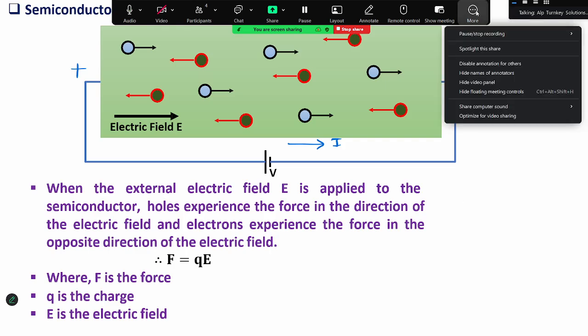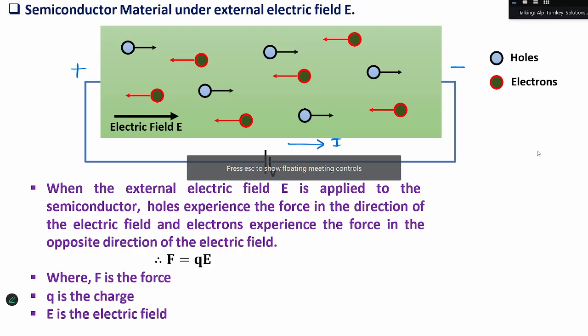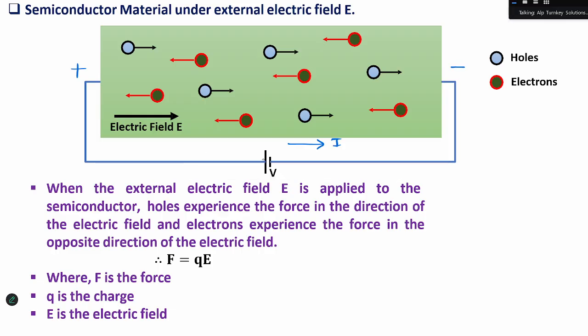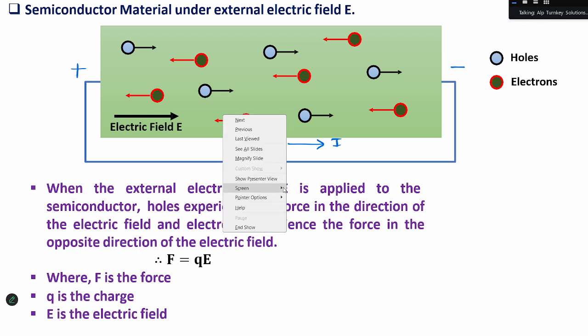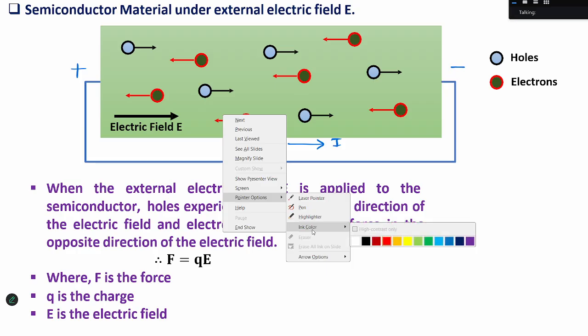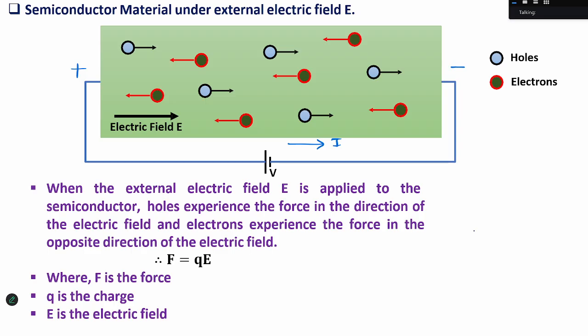We are talking about drift velocity and drift current. Drift current means, suppose here you are applying positive voltage and here negative voltage. Let us take these as holes. Holes have positive charge. Next, you have electrons, which have negative charge.